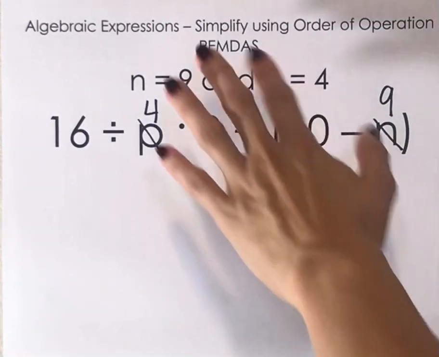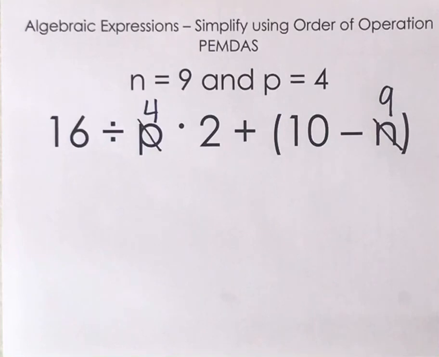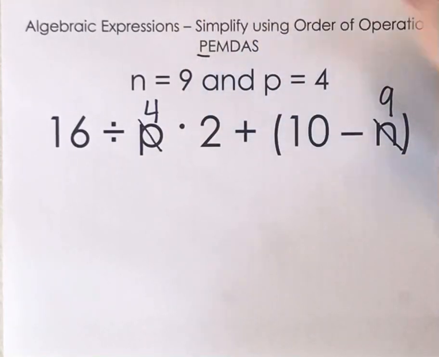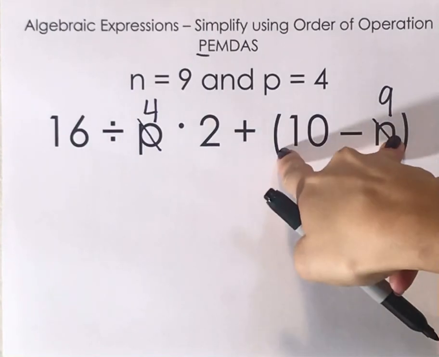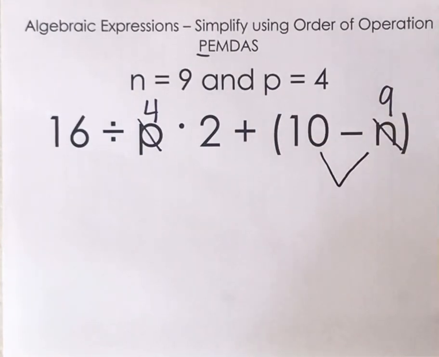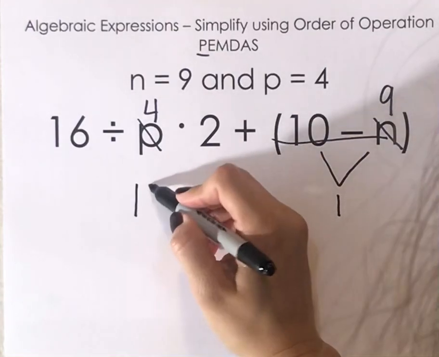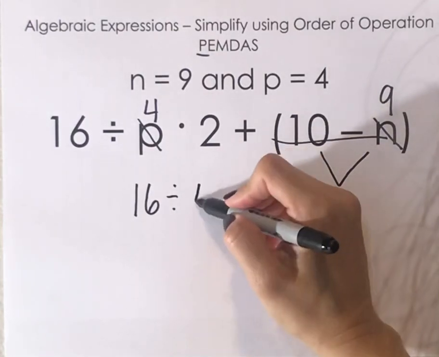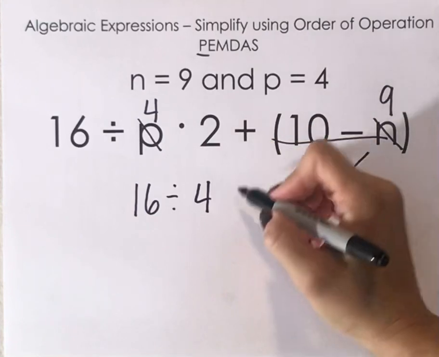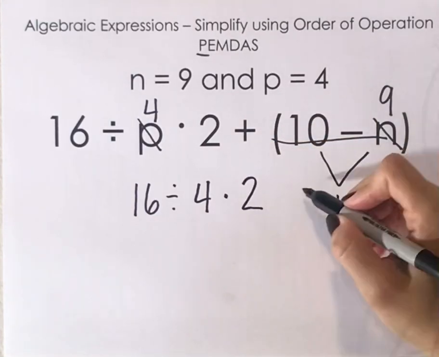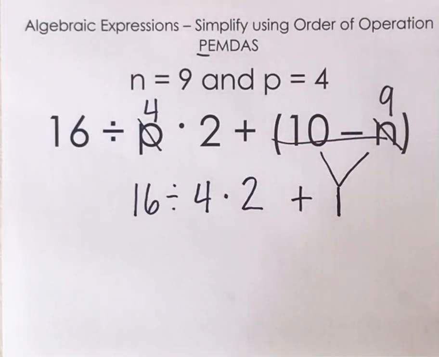Next step is we're now going to simplify using PEMDAS, or the order of operations. I'm going to first start by finding the parentheses. I have a parentheses right here, so I'm going to solve that first. So I'm going to do 10 minus 9 is 1. Now that's gone, so I'm going to bring the rest down so I can see what I have after that. So we have 16 divided by 4 times 2 plus 1.